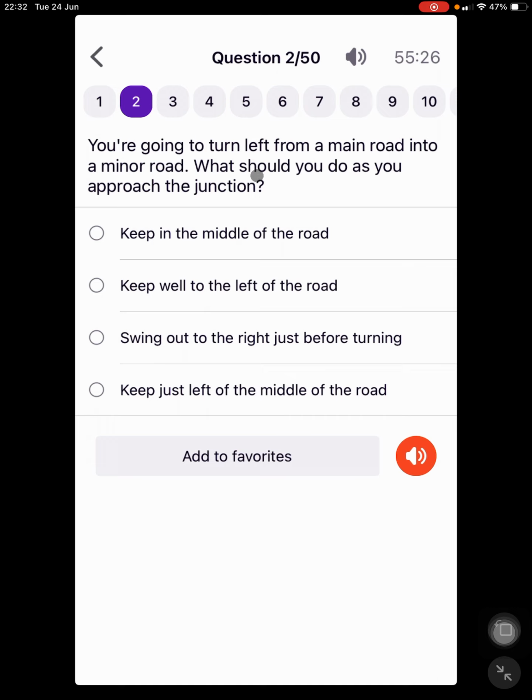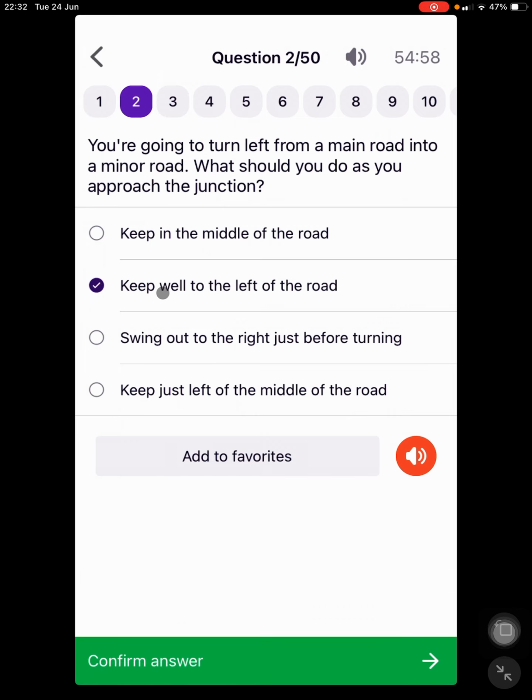So if you're turning left, you should be on the left hand side to turn left. So what would be the answer? See, here it says you're going to turn left from a main road into a minor road. So if you're turning left, you should stay on the left hand side. So the answer would be, yeah, exactly. Well done, Long. Keep well to the left of the road.